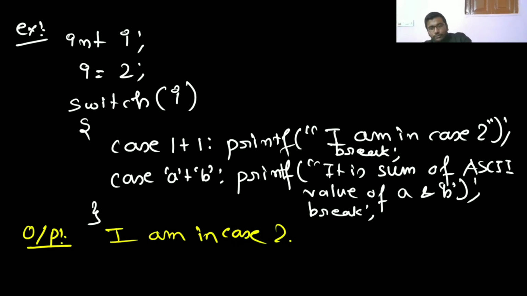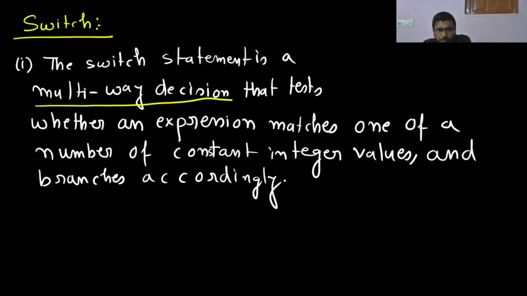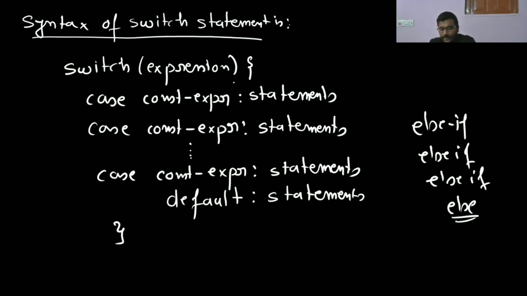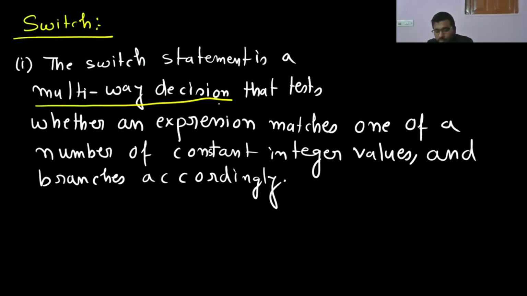For that, you just see the syntax. Syntax is very important. The syntax here is saying it can have an expression, and that expression is going to be checked. It says that a switch statement is a multi-way decision that tests whether an expression matches one or a number of constant integer values and branches. So it can have a constant integer value.